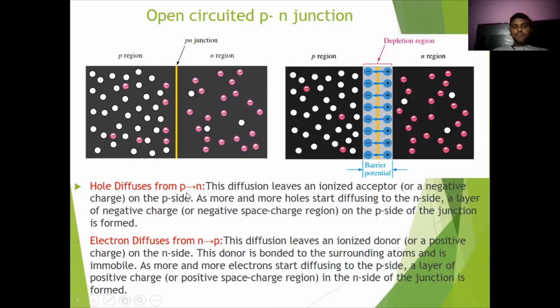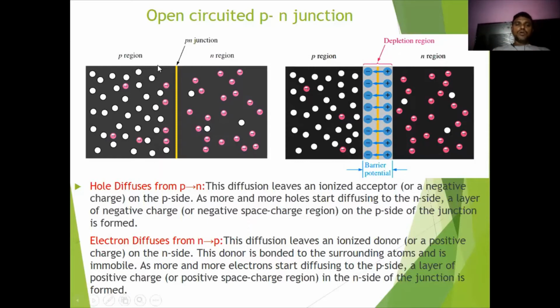Holes diffuse from P to N. This diffusion leaves an ionized acceptor, or negative charge, on the P side. So these holes, the white circles, cross the junction and move from this side to this side, and therefore the acceptor ions present in this region will be immobile ions, they cannot move. Only holes and electrons will move; those ions will stay wherever they are placed, they cannot move from one region to another.